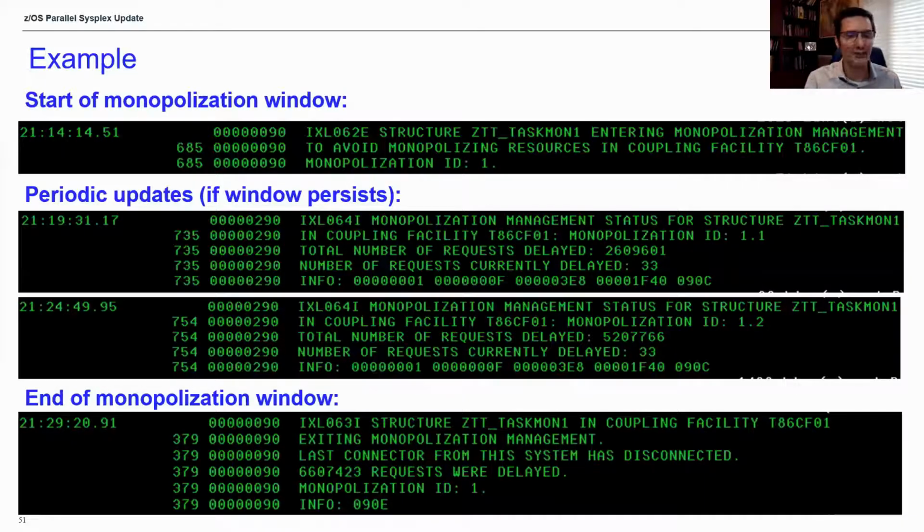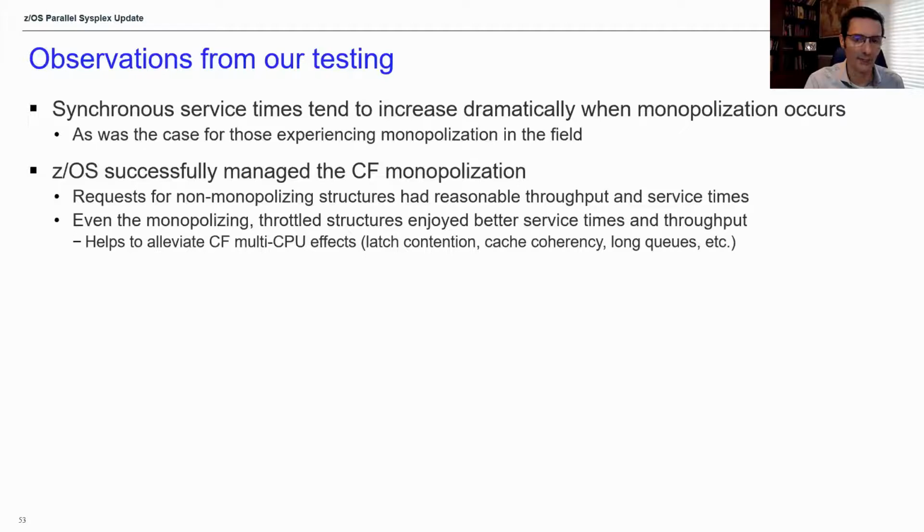There are a bunch of new messages that appear on the screen saying that monopolization management is now in effect, that it's not monitored anymore, and how many requests are delayed and how many requests are currently delayed. So lots of information on the screen.